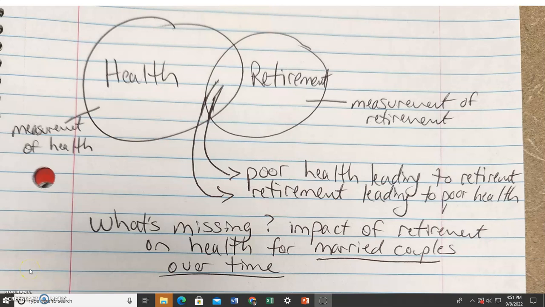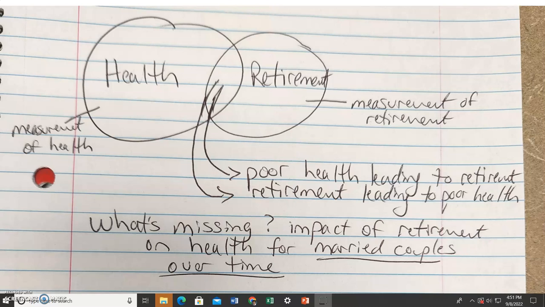So here's my literature map. I have an independent variable of retirement and a dependent variable of health. So I'm looking at these two constructs. And I have literature about how health is measured, some predictors of health. I have literature about retirement, how retirement is measured, predictors of retirement.